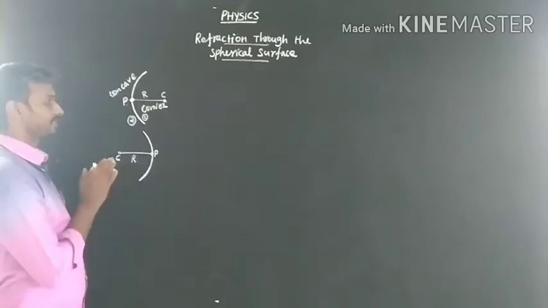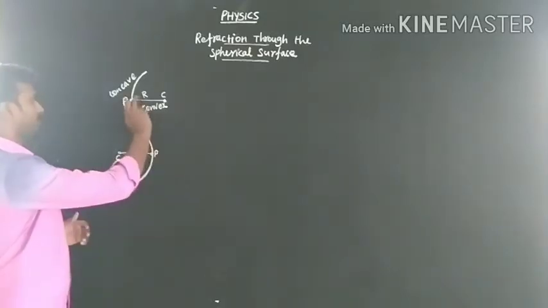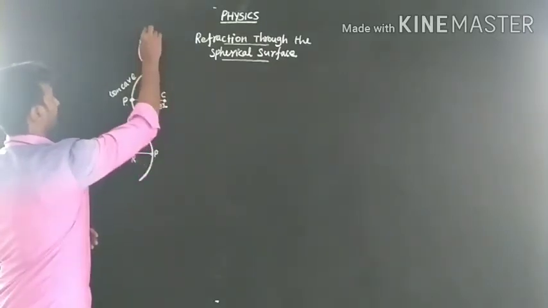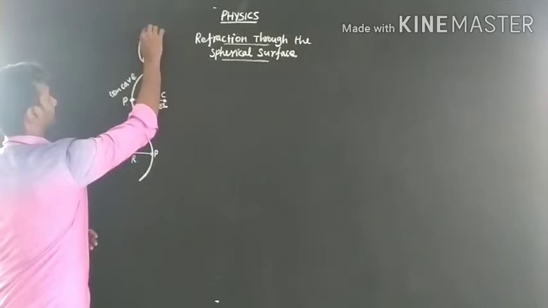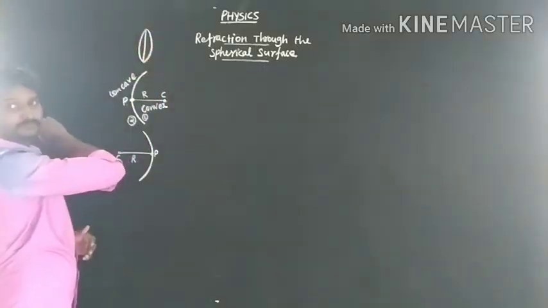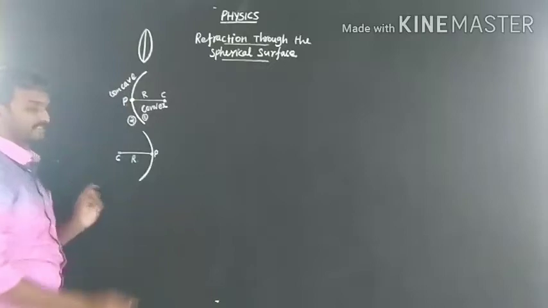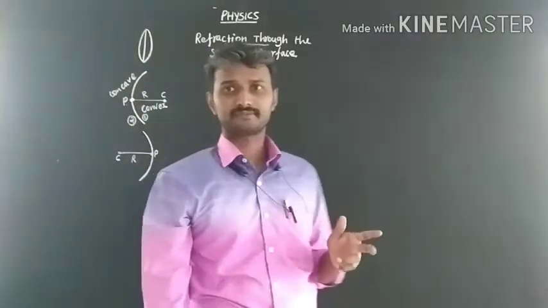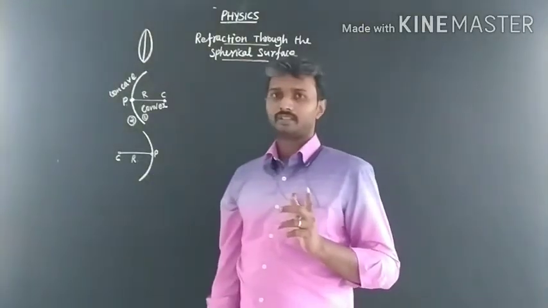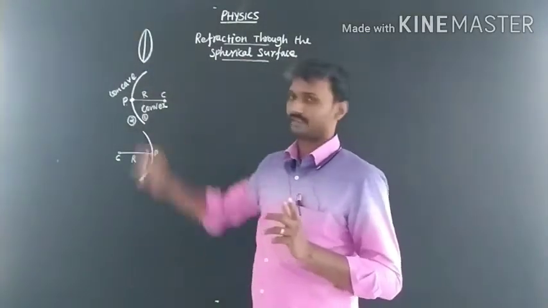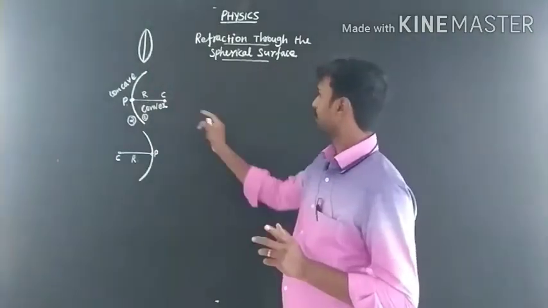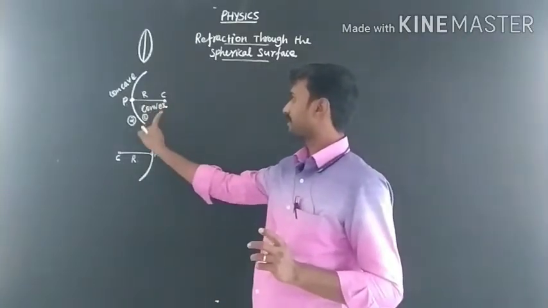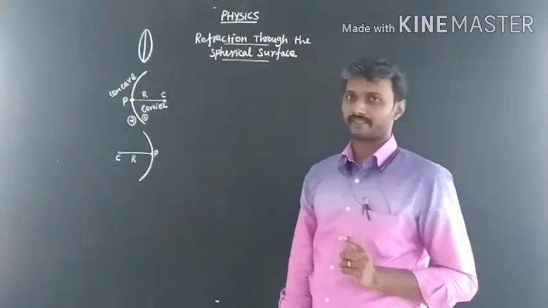Suppose I am going to make one lens with the help of two spherical surfaces like this. This is one spherical surface, this is another spherical surface. So the lens has two centers of curvature, two principal focus and one optical center. Okay, now come to the point. The spherical surface has two faces. One is a convex, second one is a concave surface.